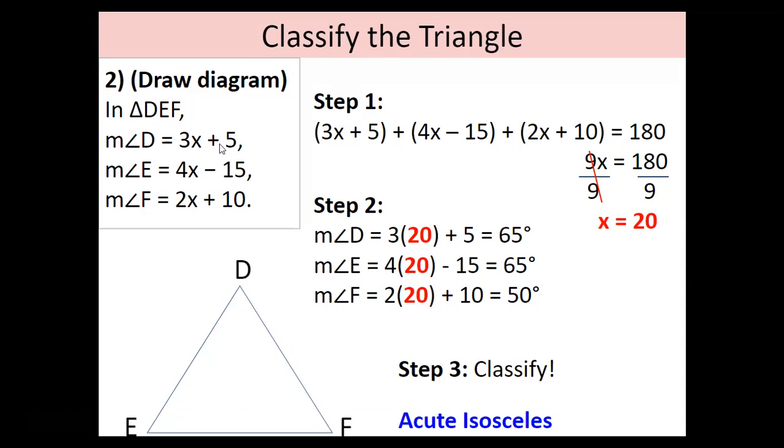So angle D is equal to 3x plus 5. We substitute 20 for x. We get 65. E is 4x minus 15. Substitute 20 in, you get 65. And then F is 2x plus 10. Substitute that 20 in, and you get 50.